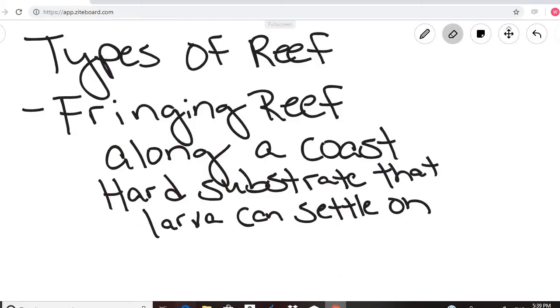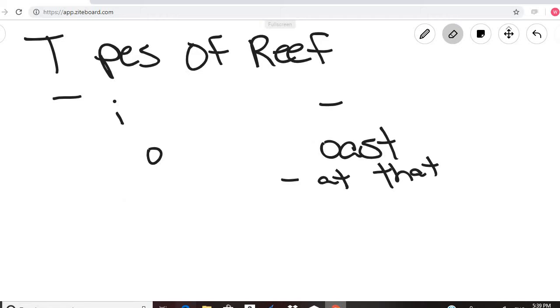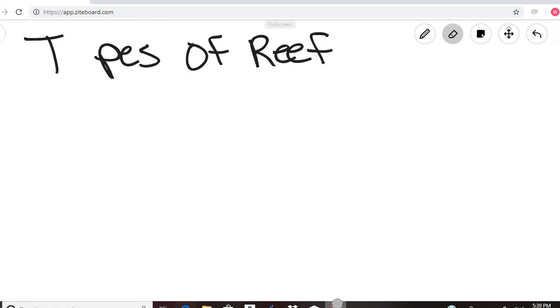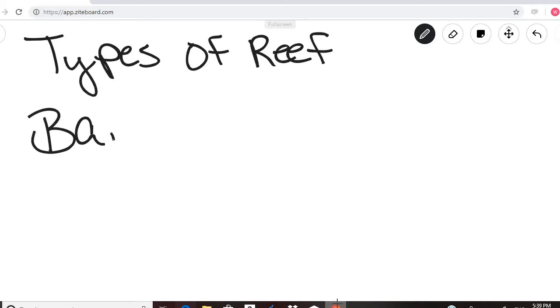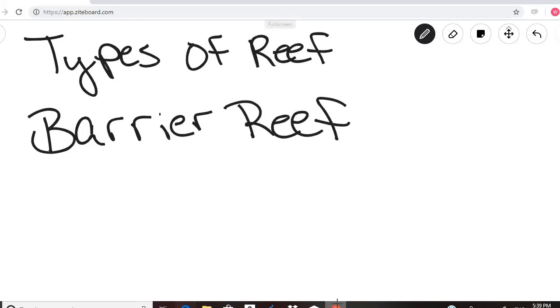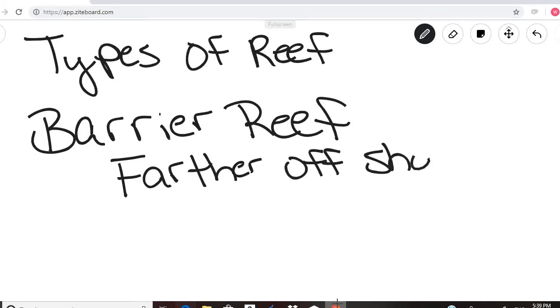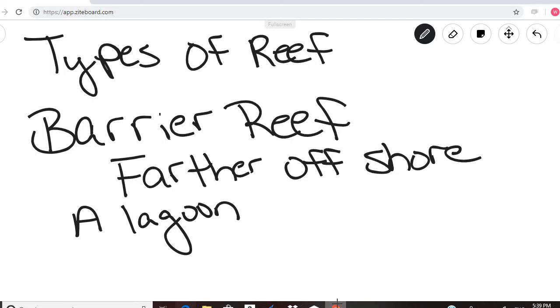The second type of reef that we will discuss then is a barrier reef. And you've probably heard of a barrier reef. A barrier reef is farther offshore and there is a lagoon between the shoreline and the reef.